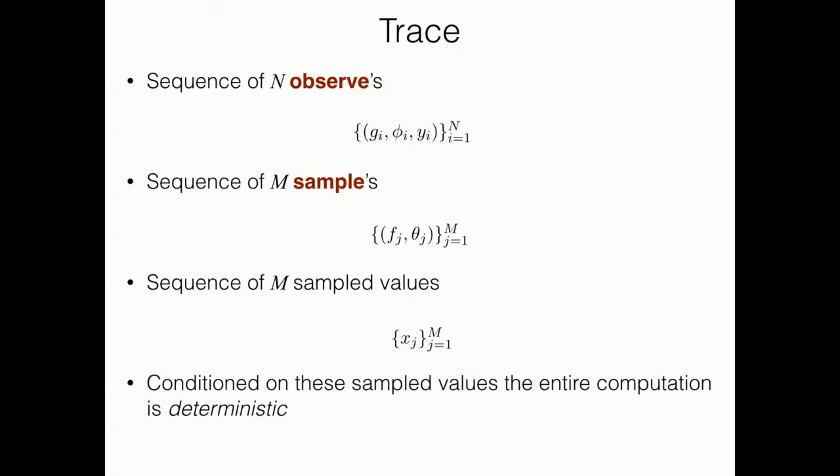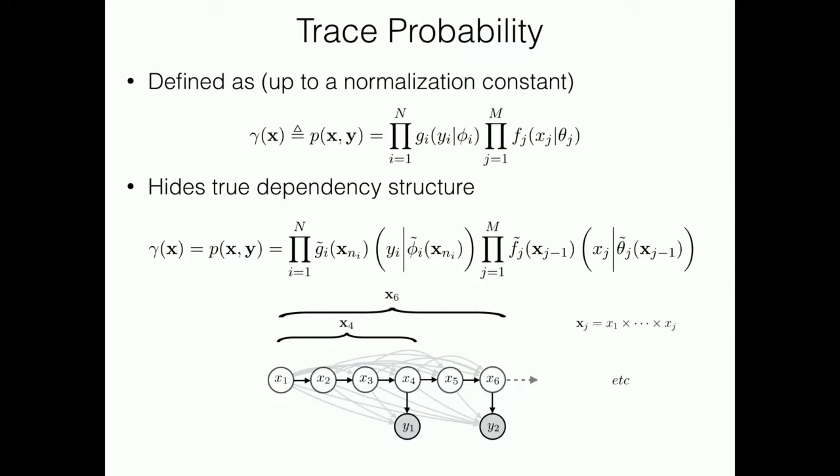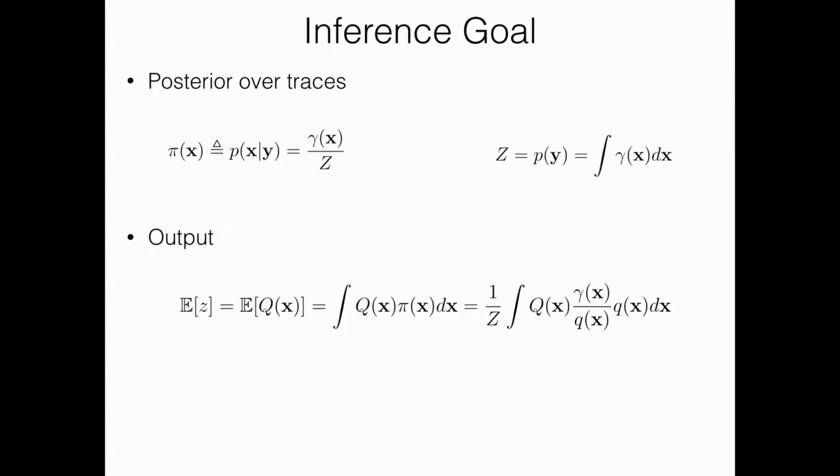So again, the trace is the sequence of n observes, these y's, m samples, and a sequence of m sampled values, and the whole thing is deterministic given the values of the random variables sampled during the run of the program. The trace probability is defined as this big joint distribution that has a complex dependency structure, because everything that you would normally think of as fixed, n, m, phi, theta, so on and so forth, those all can be functions of the sampled values generated during the run of a program.